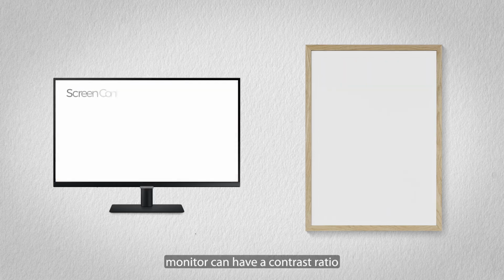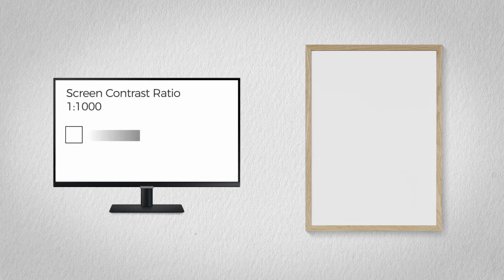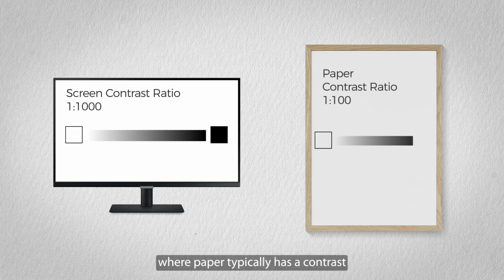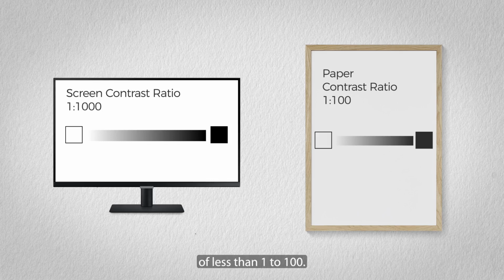Generally, an LED monitor can have a contrast ratio of about 1 to 1000 or more. The brightest white is 1000 times brighter than the darkest black, where paper typically has a contrast of less than 1 to 100. The tonal range on paper will never come close to what can be seen on screen.